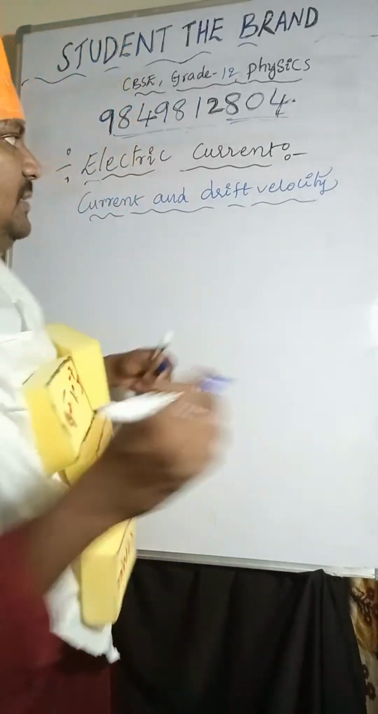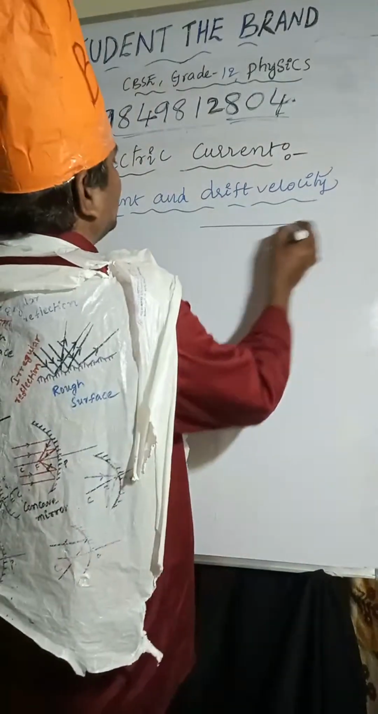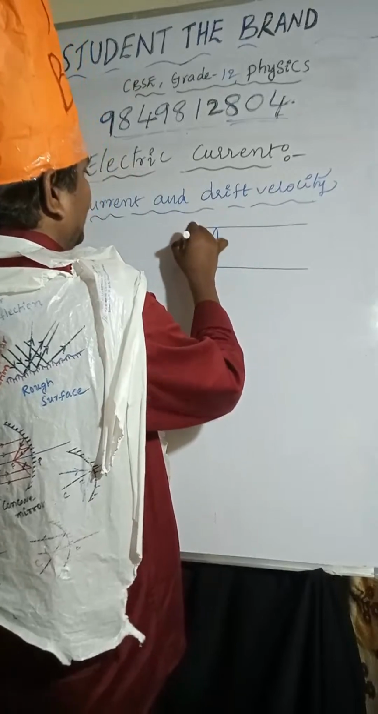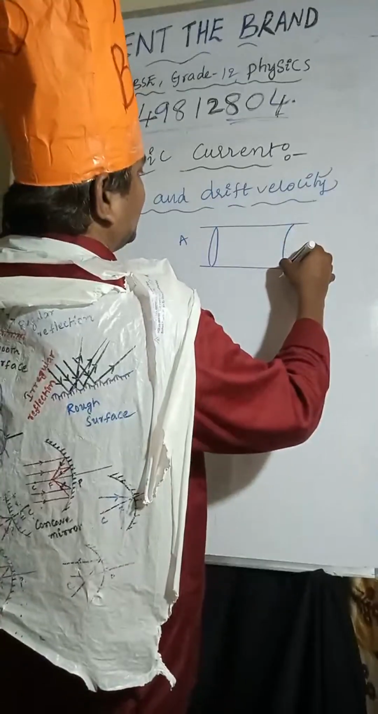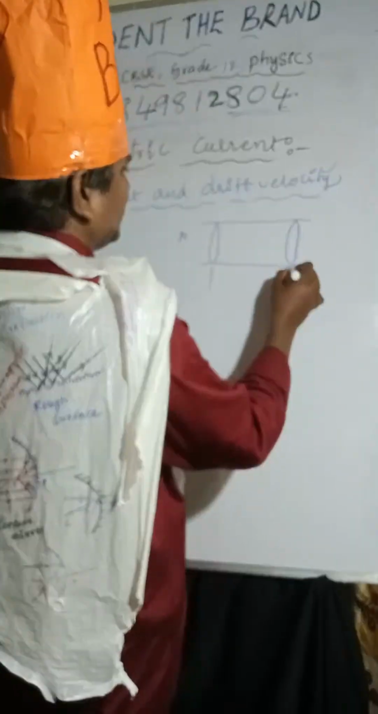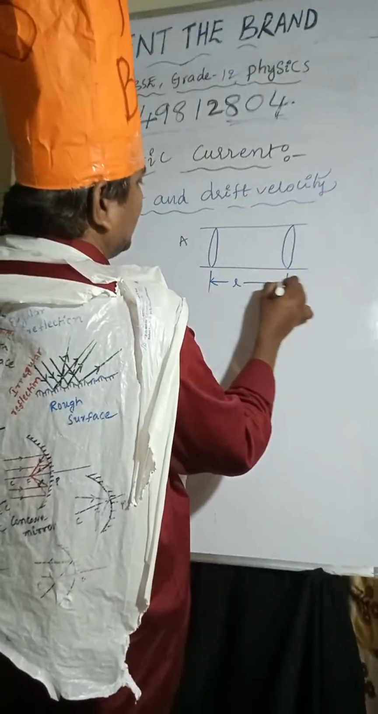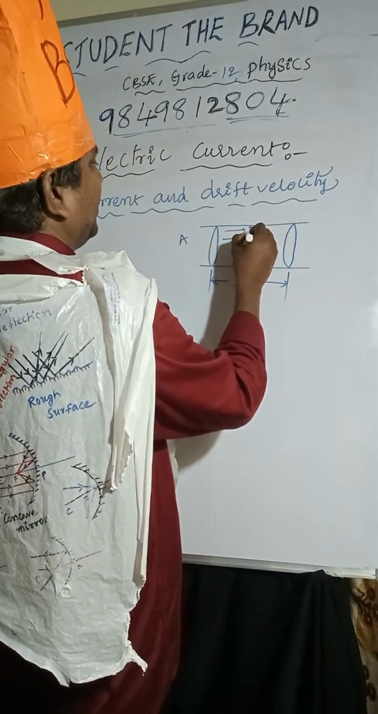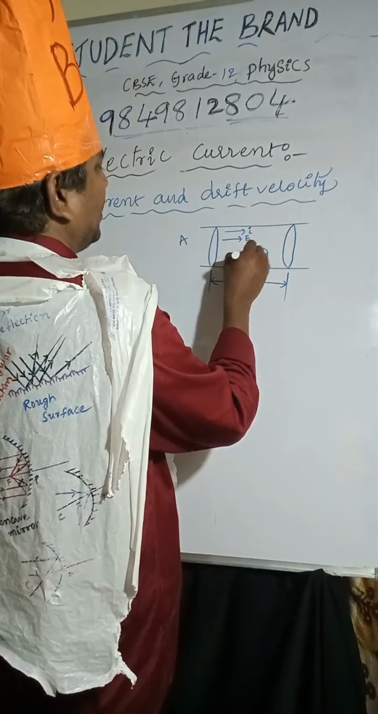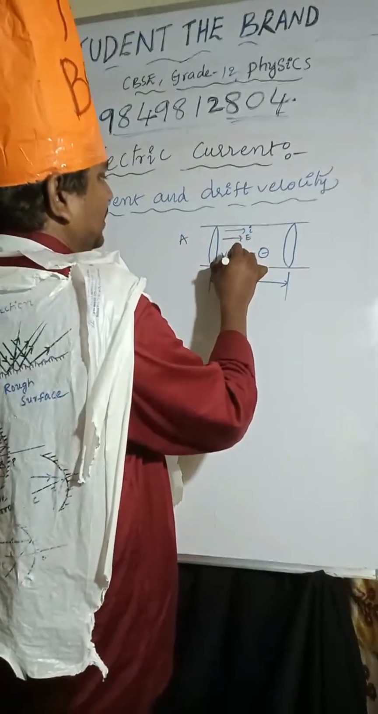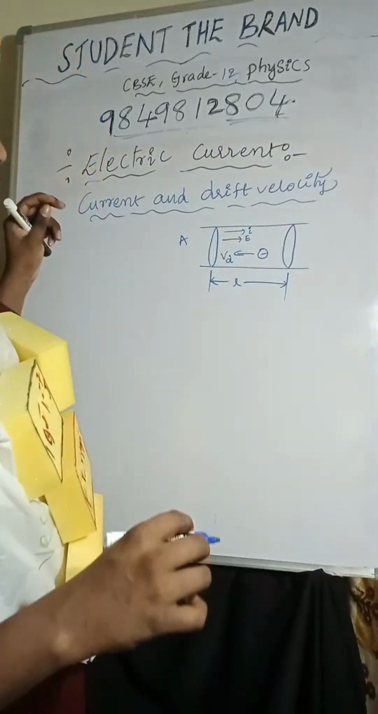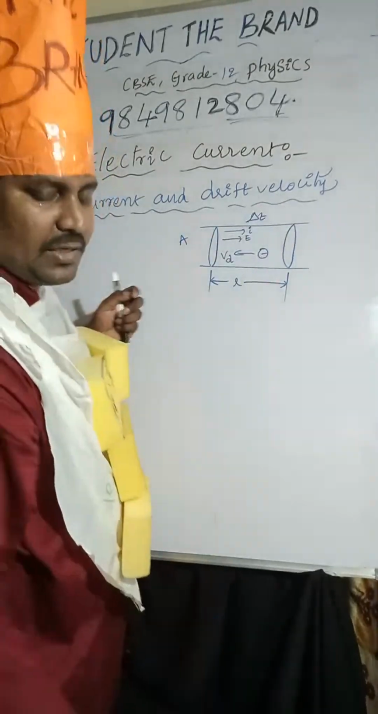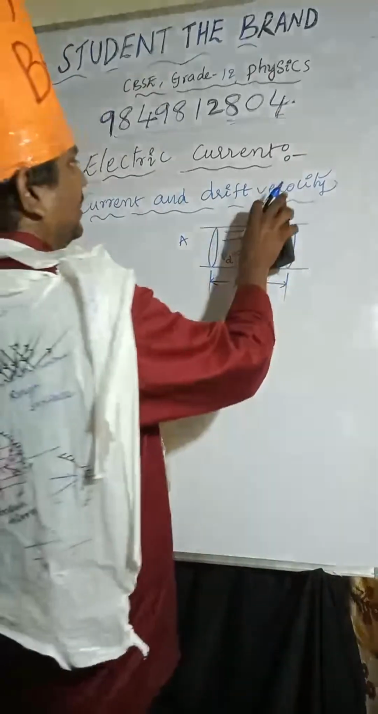So a conductor is there, a cylindrical conductor. The area of cross section I am taking is A, and here also the area of cross section is the same, A. This is the length I am taking, L. Current is flowing, so the electric field will be there, and electrons are moving opposite to the electric field. That's the drift velocity I am taking. And the time gap, delta t, I am taking.